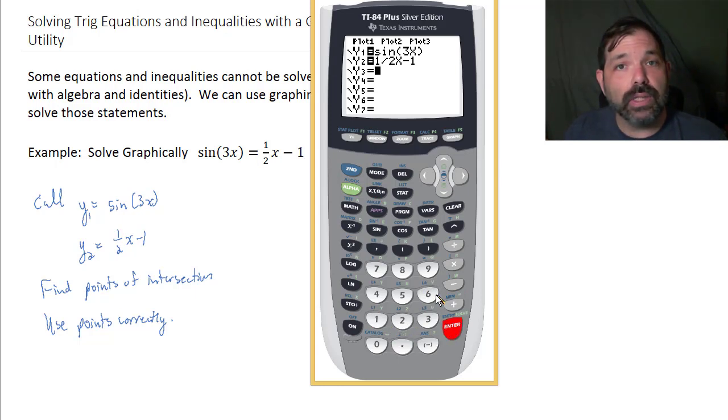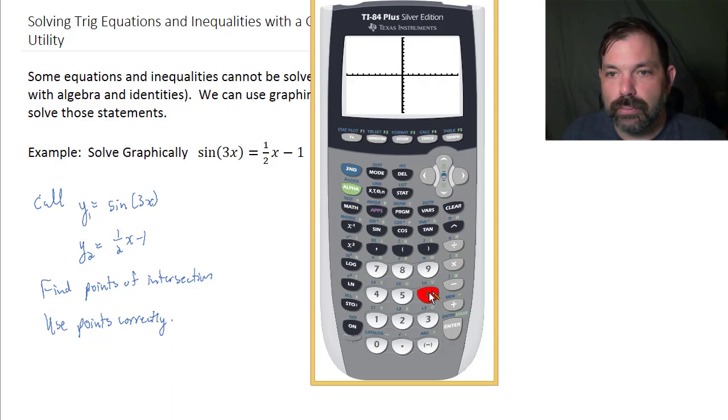I'm going to graph this in the standard window to start, and then maybe adjust it if necessary. Let's start in the standard window. So remember, to get to the standard window, we can just hit zoom and the 6th option. There's my sine 3x curve. There's 1/2 x minus 1. It's a linear function. And so it looks like I've got some action in here, maybe between -5 and 5 on the x's. And for the y's, let's go from -2 to 2.